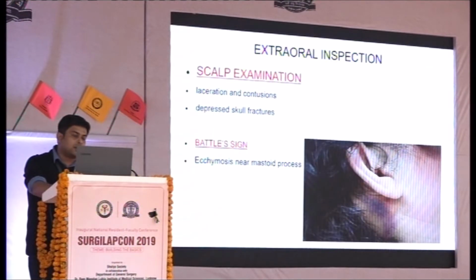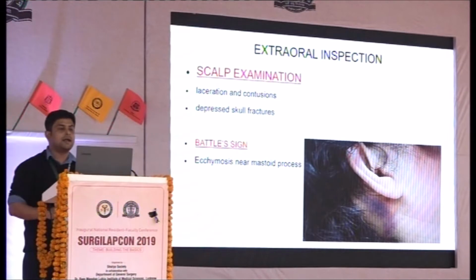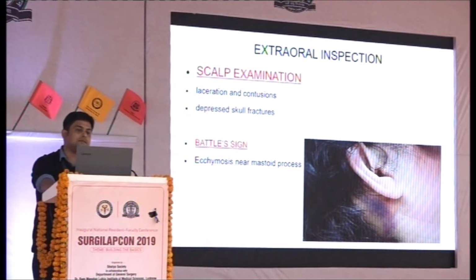Now, the extraoral examination begins with the examination of the scalp. We quickly examine the scalp with our gloved hands. We pass it through the hair of the patient and see if there is any blood or not. We also look simultaneously for depressed skull fractures. This photograph is showing an ecchymosis over the right mastoid, and it's known as Battle sign, and it is suggestive of a base of the skull fracture.